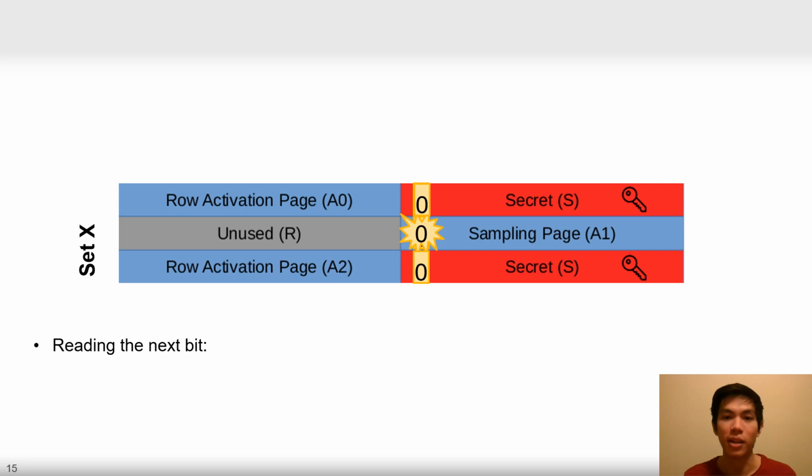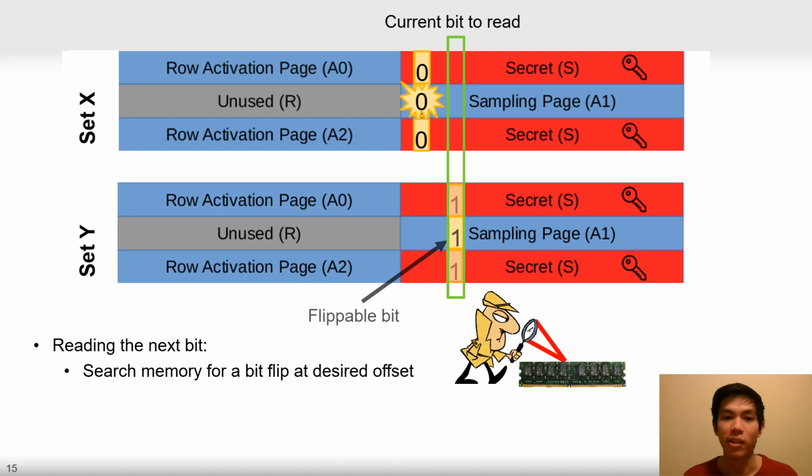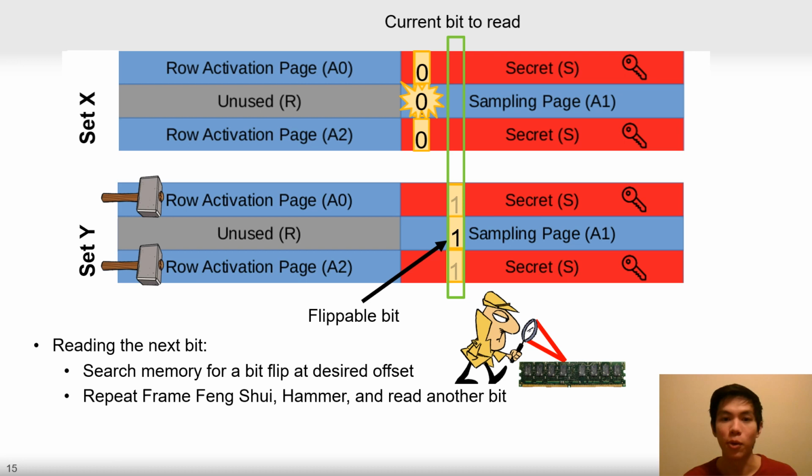To read the next bit, we need to first search through memory and locate a page with a bit flip at the desired offset within its frame. Once we locate this new set of frames, we repeat frame feng shui, set the flippable bit to 1, hammer the activation pages, and read another bit. Here, the bit in the sampling page does not flip, which reveals the corresponding secret bit to be 1. We can repeat in this manner for all the desired bits.